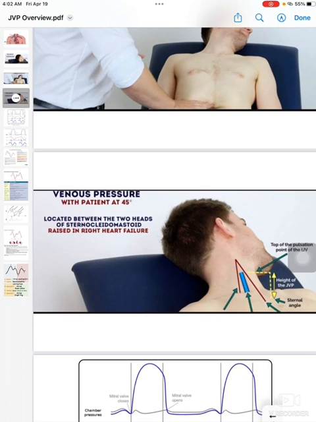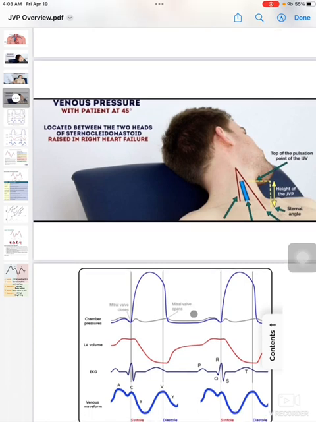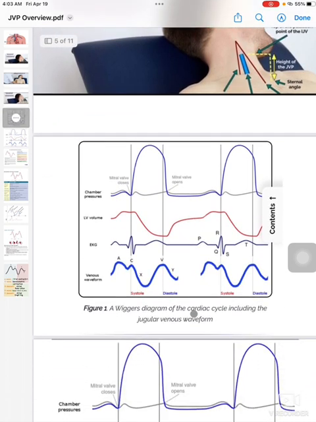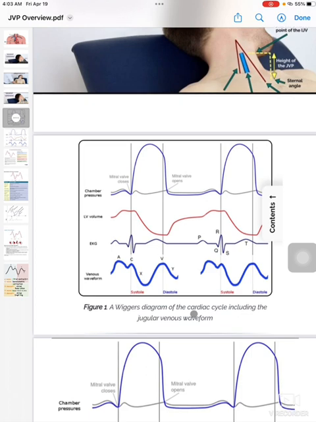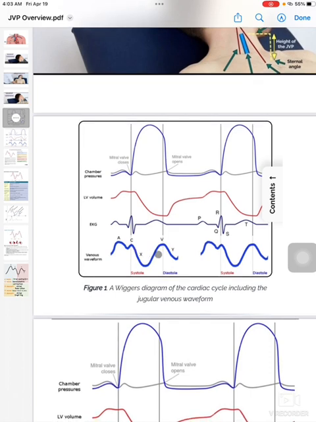Now we'll discuss the jugular venous pressure waveform, which is most important for examinations. The jugular venous pressure has its own waveform, which consists of 5 parts: the A wave and X descent part 1, the C wave and X descent part 2, the V wave, and lastly the Y wave, Y descent.